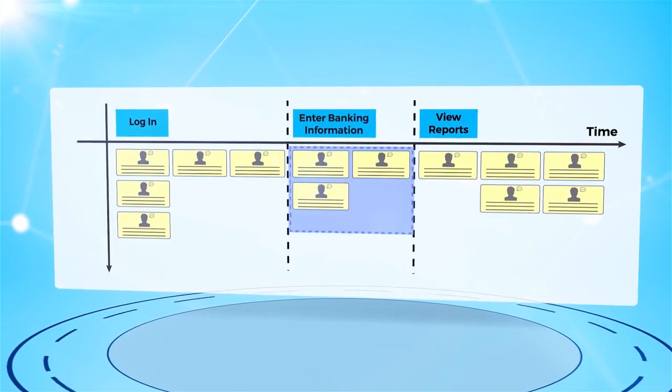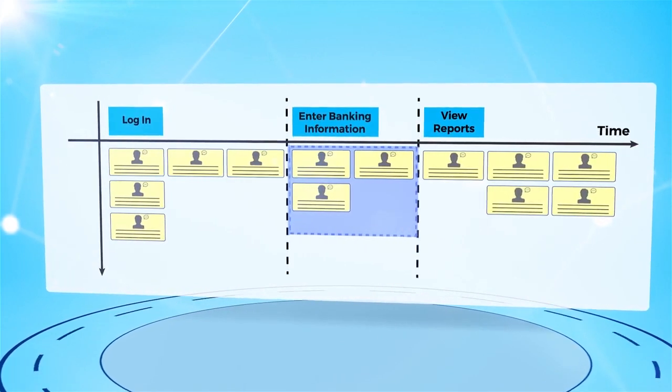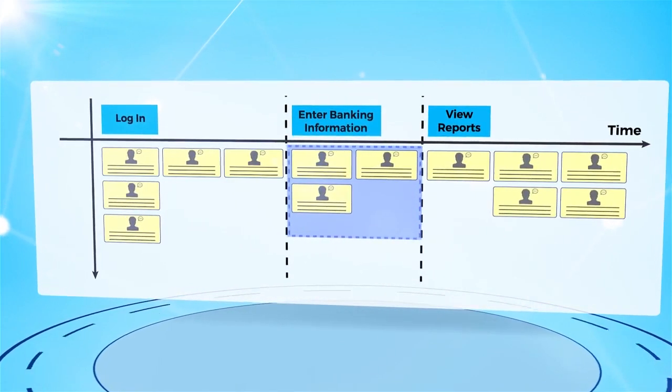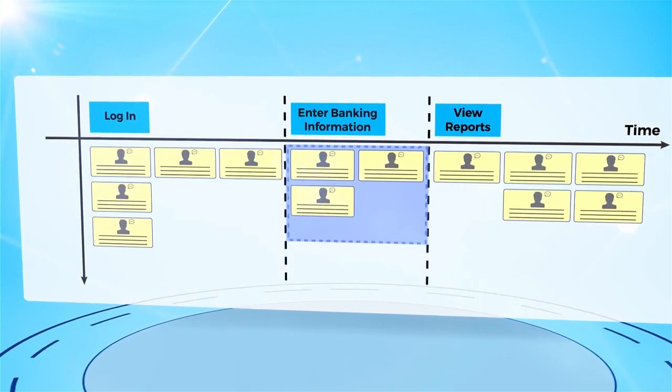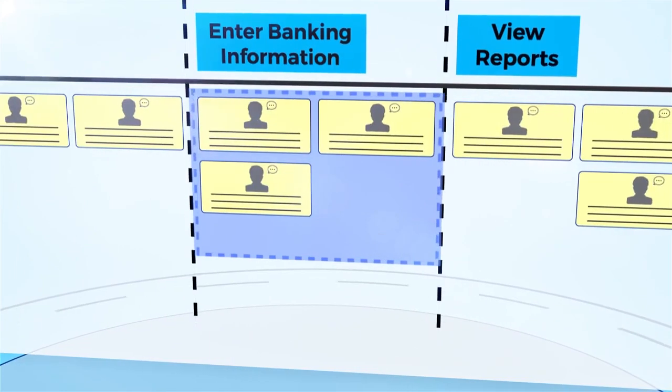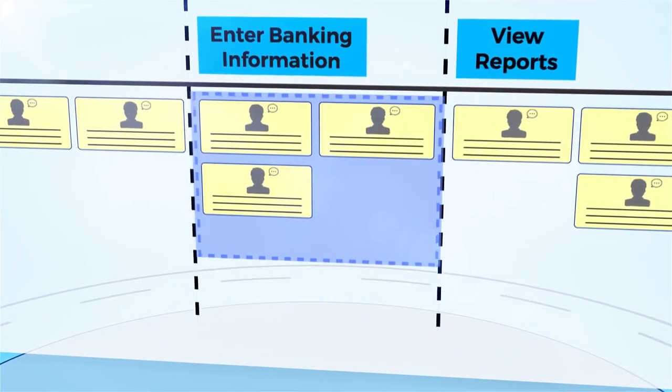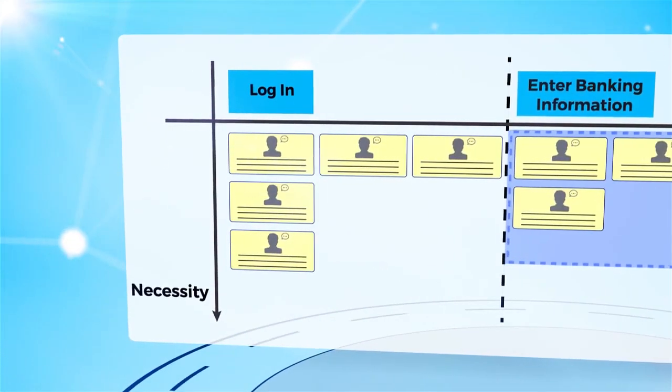On the vertical axis of a user's story map, we start to get deeper into additional scenarios, more sophisticated use cases, and more robustness. As we go further down the vertical axis, the functionality is less necessary than the top rows.